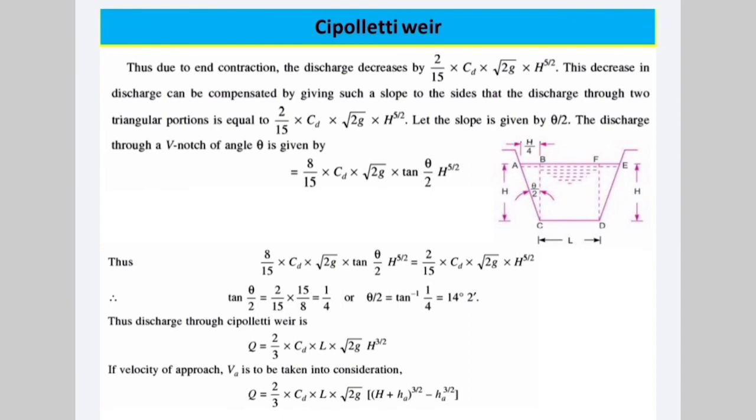Thus, discharge through a Cipolletti weir is given as Q equal to 2/3 Cd L root 2g into H raised to 3/2. If velocity of approach Va is taken into consideration, then Q will be 2/3 into Cd into L into root 2g into (H plus Ha) raised to 3/2 minus Ha raised to 3/2.